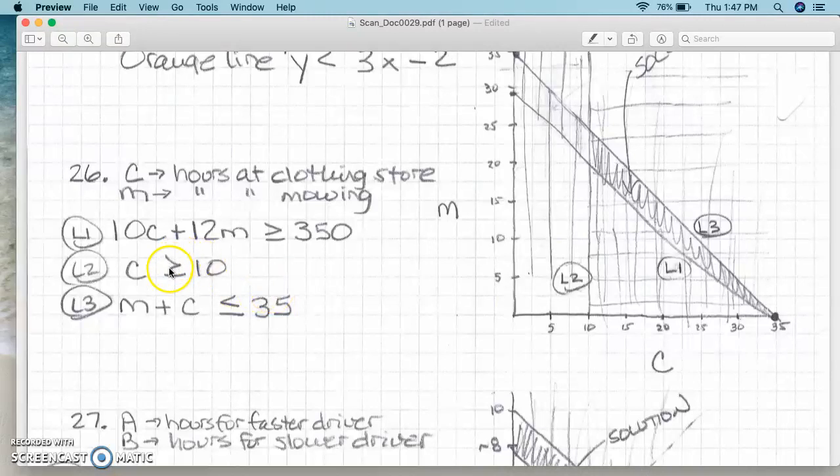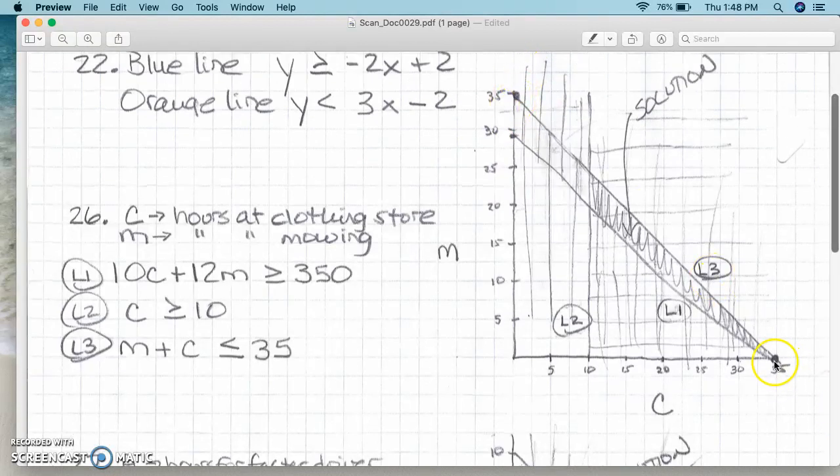Line 2, C had to be greater than or equal to 10 hours. So I had to work 10 or more at the clothing store. So I go to where C is 10, there's line 2. And I shade to the right because that's where C is greater than 10. Then the last one, I had to work no more than 35 hours. So hours mowing plus hours at clothing had to be less than or equal to 35. So that's 35 intercept and 35 intercept, solid line between those, and shade down because I needed less than that.